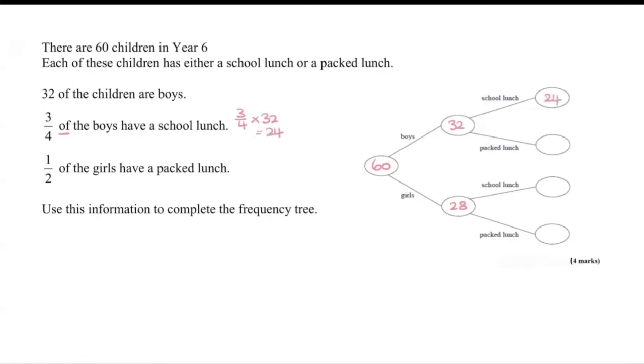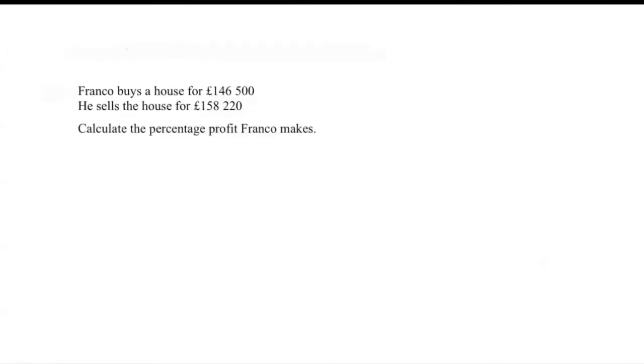And again, we can now find the packed lunch because the 2 should add to the total 32. The girls are straightforward. Just half of them have packed lunch, which means half of them have school lunches. And we're done. All filled in.